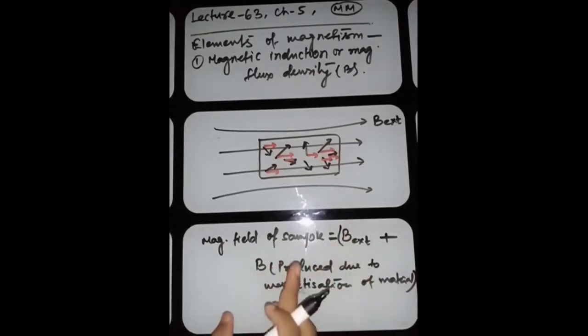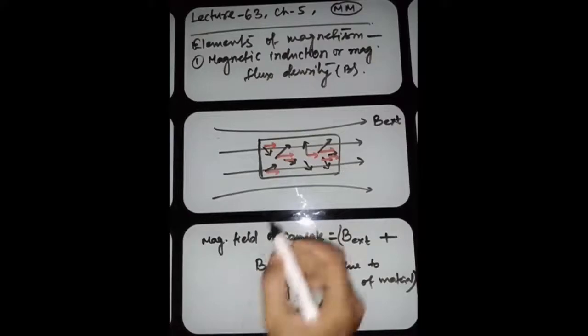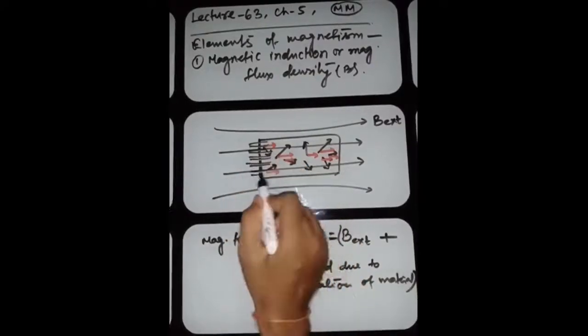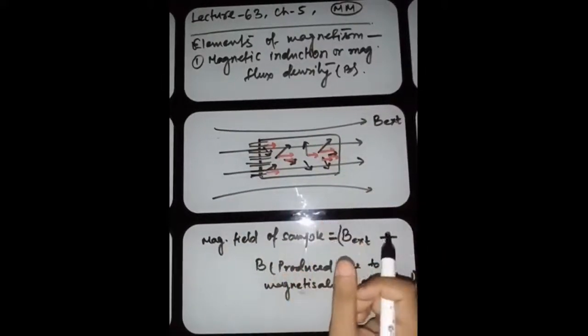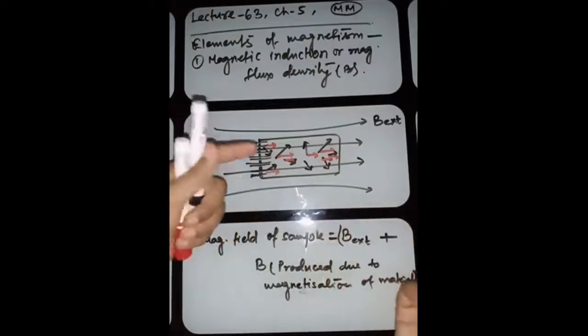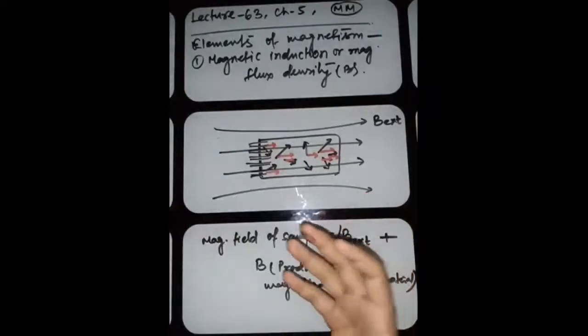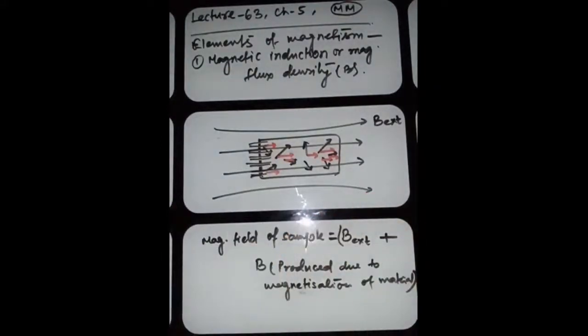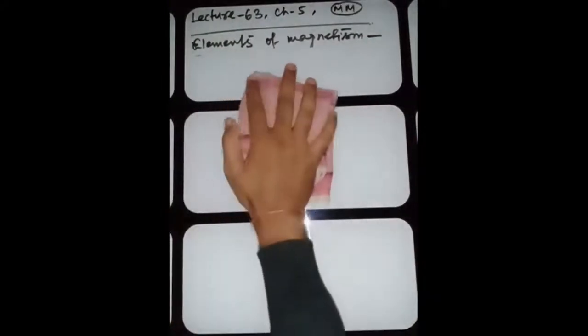So the total number of lines of force with the specimen or the sample per unit area is called magnetic induction. How many field lines are now linked with this per unit area due to the addition of the external field lines, this is called the magnetic induction. Remember, the magnetic induction is the net field. In short, the magnetic induction is the net field of the sample. It is represented by B. Now we'll study the next element, and it is magnetic field intensity.